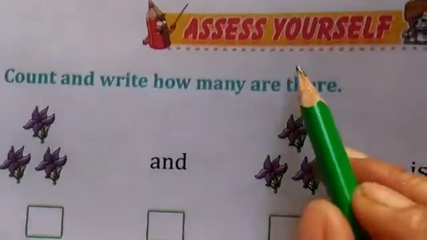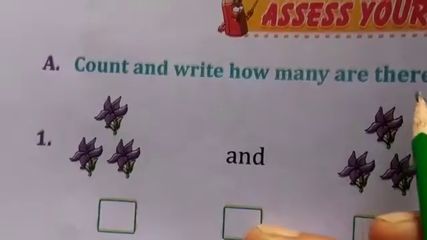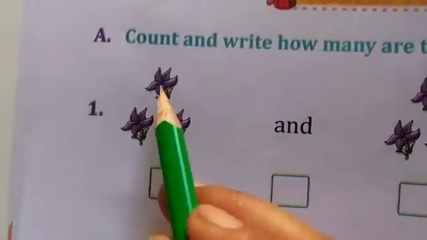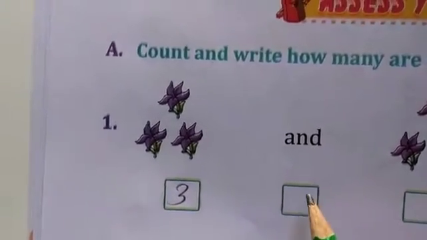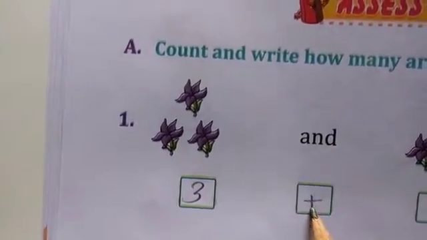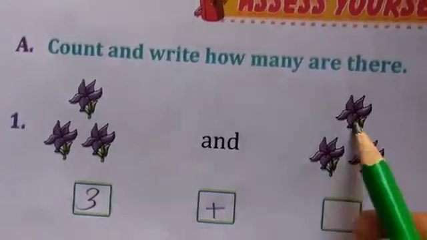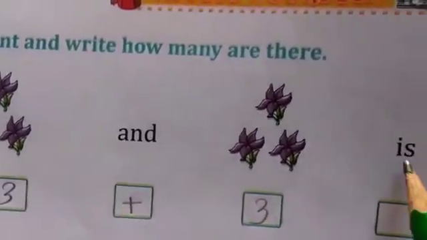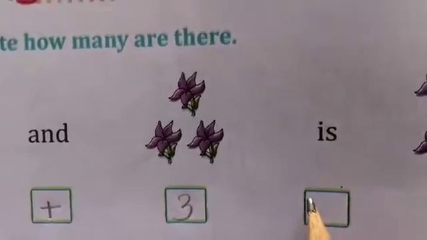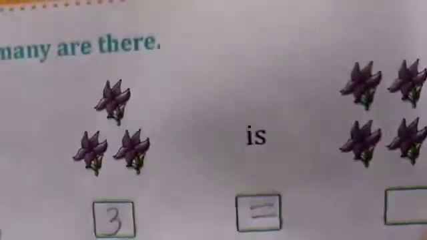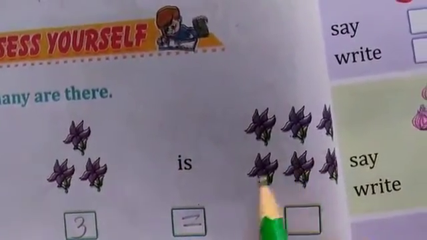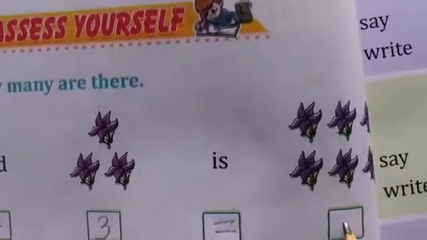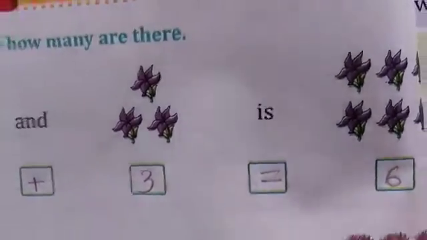The next exercise is for you. Count and write how many there are. 1, 2, 3. So we write here 3. What do we write in place of 'and'? The sign of addition. Then 1, 2, 3, so we write here 3. Then in place of 'is' we write equals to. Then the total flowers: 1, 2, 3, 4, 5, 6. So we write here 6.